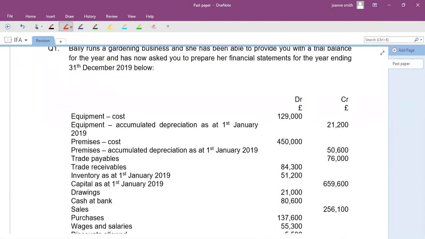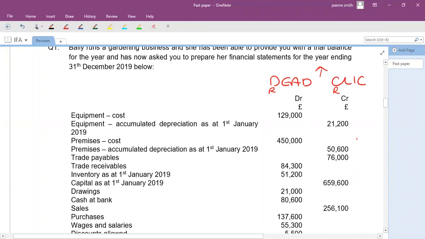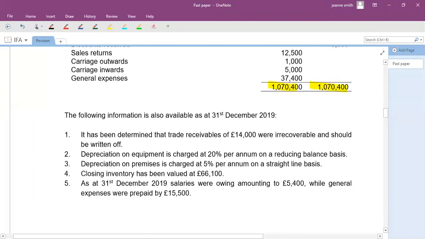If we look at the trial balance, just to remember your rules of your dead click: dead means debits are increases in expenses, assets or drawings. So if you go down your list here, everything you've got here will either be an expense, an asset or a drawing. And then the click represents credits. So credits are increases in liabilities, income or capital. Again, if you go down your list, you'll see that those all apply. So you've done your double entry, you've balanced off your ledgers and you've put them into your TB.